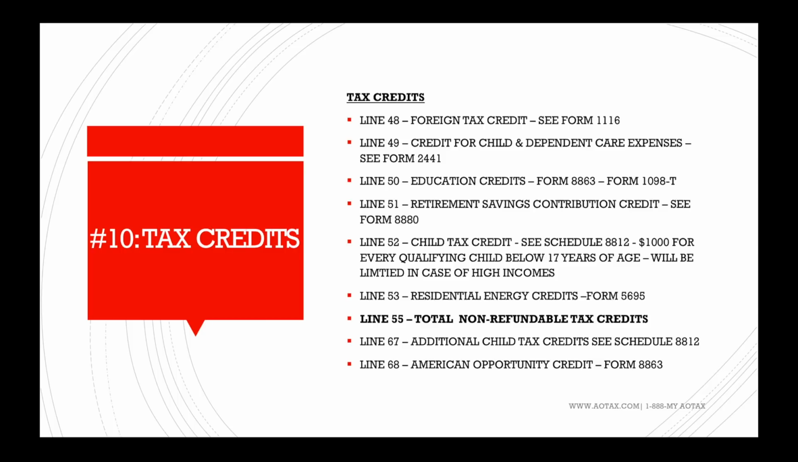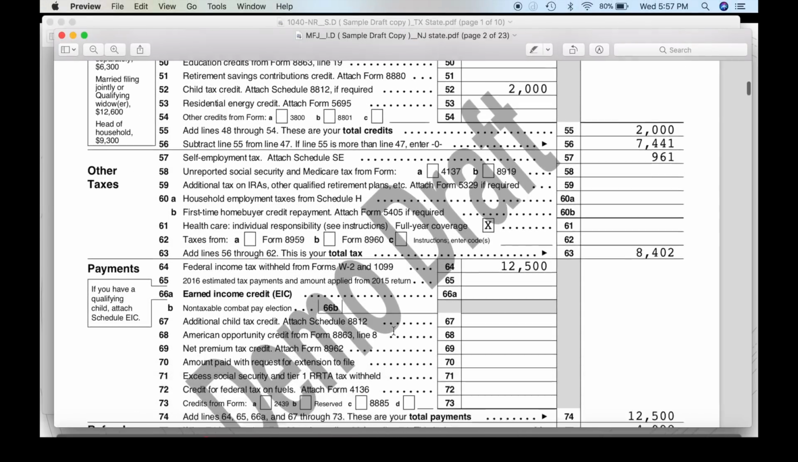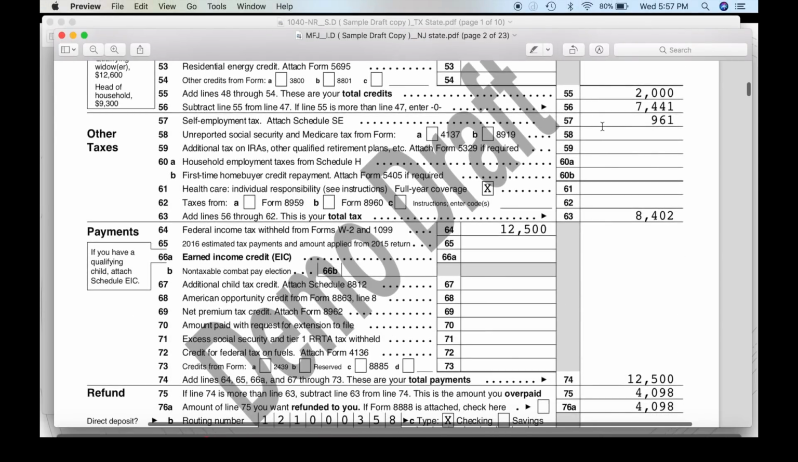And line number 53 talks about residential energy credits. That is in case you purchase any energy saving equipment for your house, you get residential energy credit. And then lines 67 and 68 are just additional child tax credit and another education credit, that is American Opportunity credit. So just make note of these tax credits. Also check if you missed claiming any of these on the tax return drafts. Line 57 is self-employment tax that you would be paying in case you are in business or you have a 1099 miscellaneous wherein you are reporting some business income, and additional tax on IRAs.